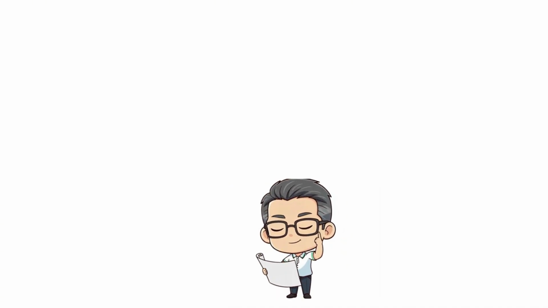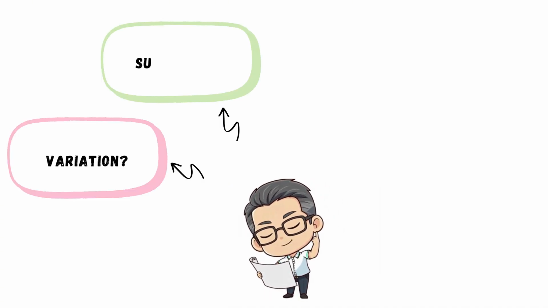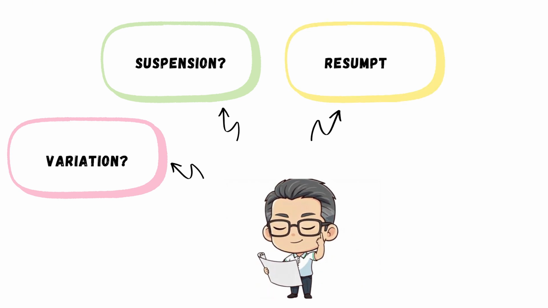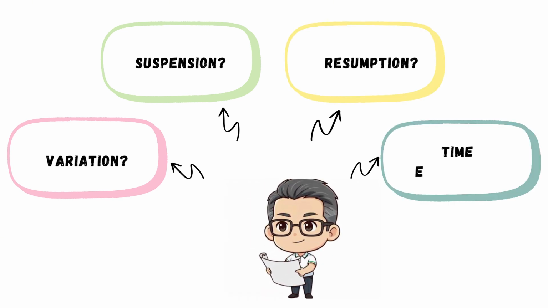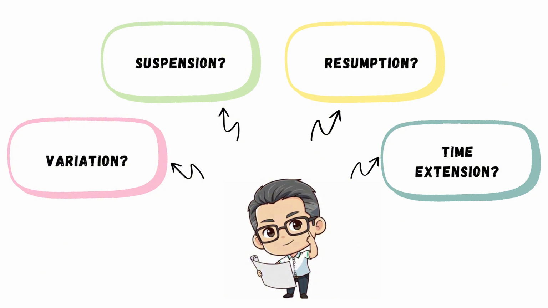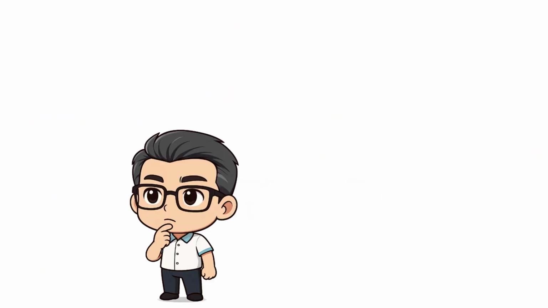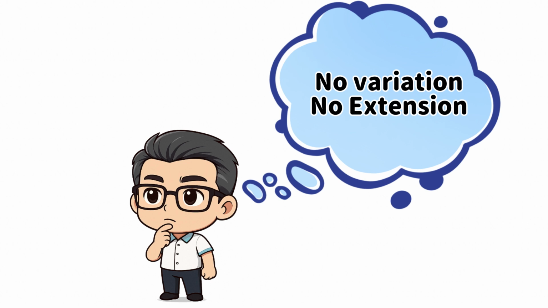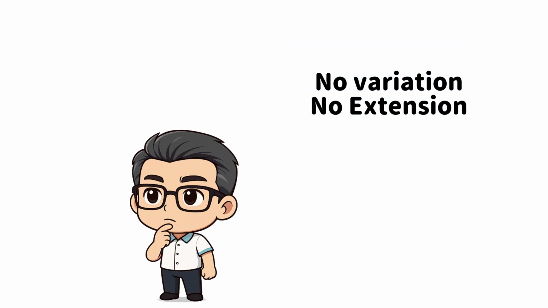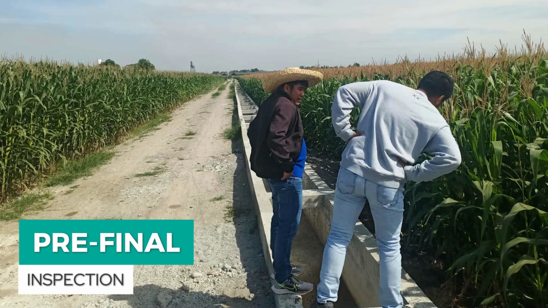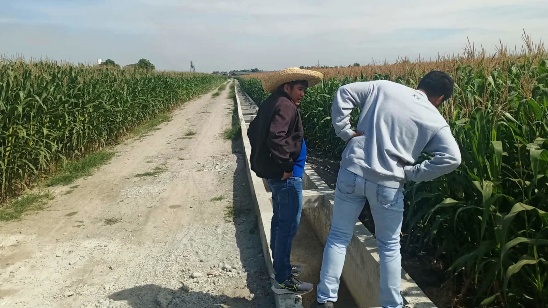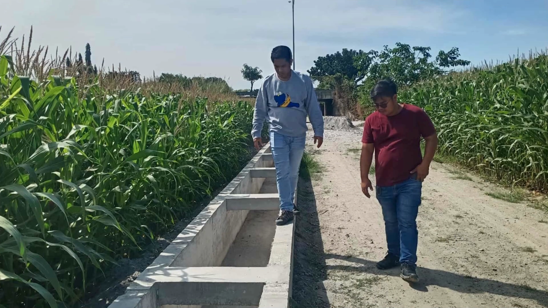During the construction, if there are any variations, suspensions, resumptions, or time extensions involved in the project, these must first be processed accordingly through the proper documentation and approval procedures. However, if there are no such variations or extensions, the process should proceed directly to conduct the pre-final inspection to ensure that all works have been completed in accordance with the project specifications and requirements.